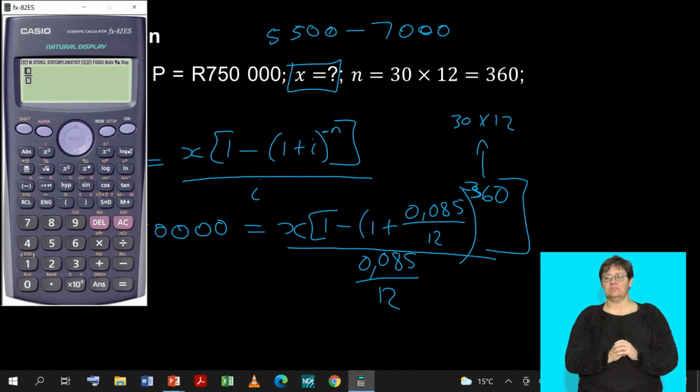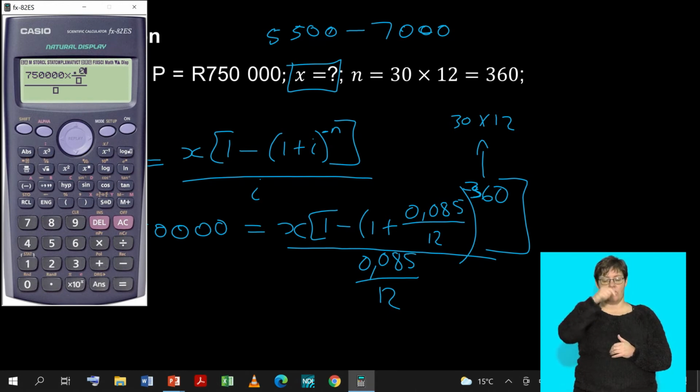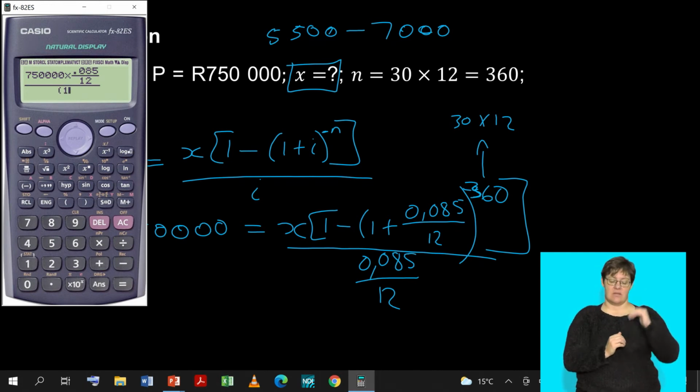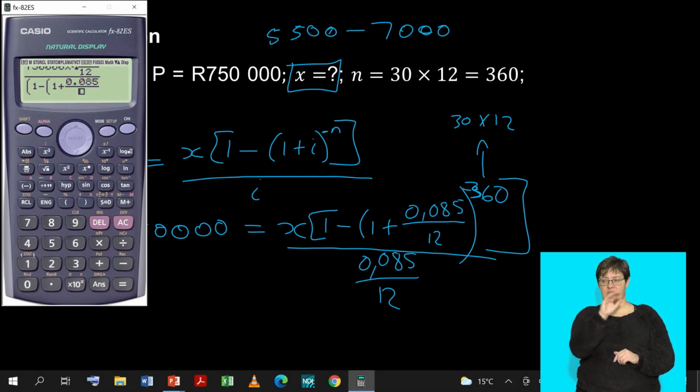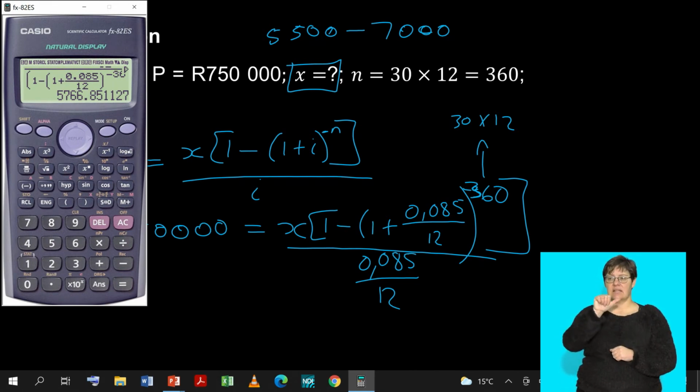Now I'm just going to write this as one thing. So it will be 750,000 multiplied by 0.085 divided by 12, and then over, on the denominator, I'm going to take the whole bracket that I had on the numerator, which is 1 minus (1 plus 0.085 divided by 12), all raised to the exponent of negative 360, and then I close my bracket. And this will give me 5,766. This is nice because it's within the limit that Mavis has set, right?